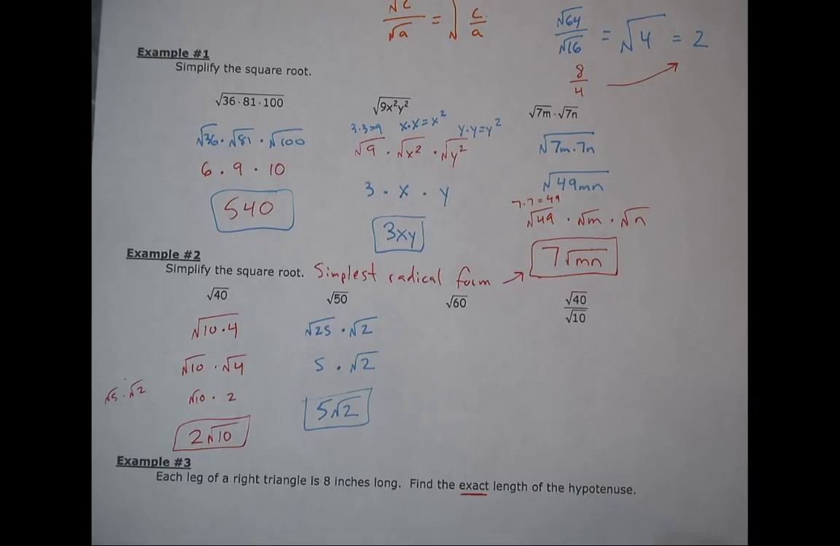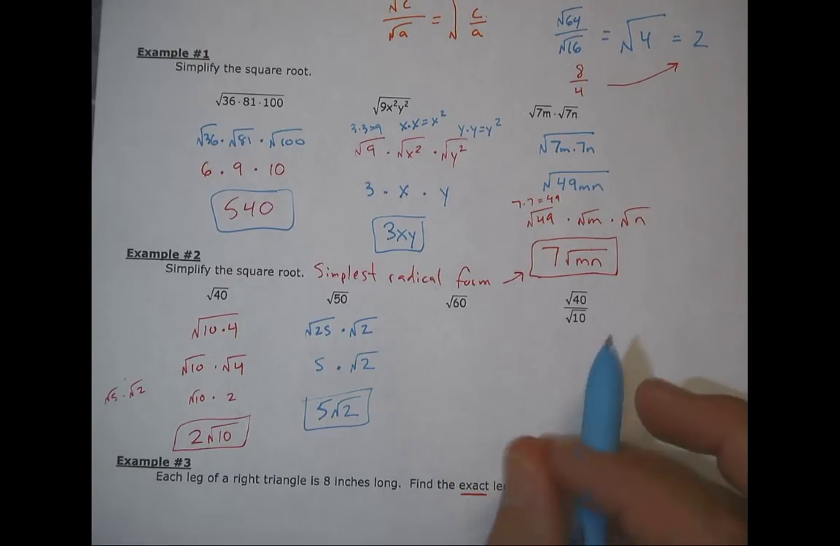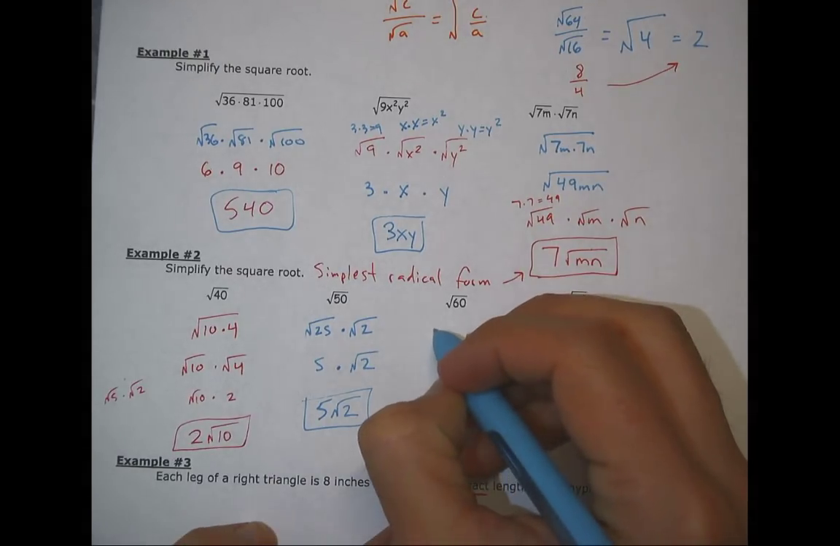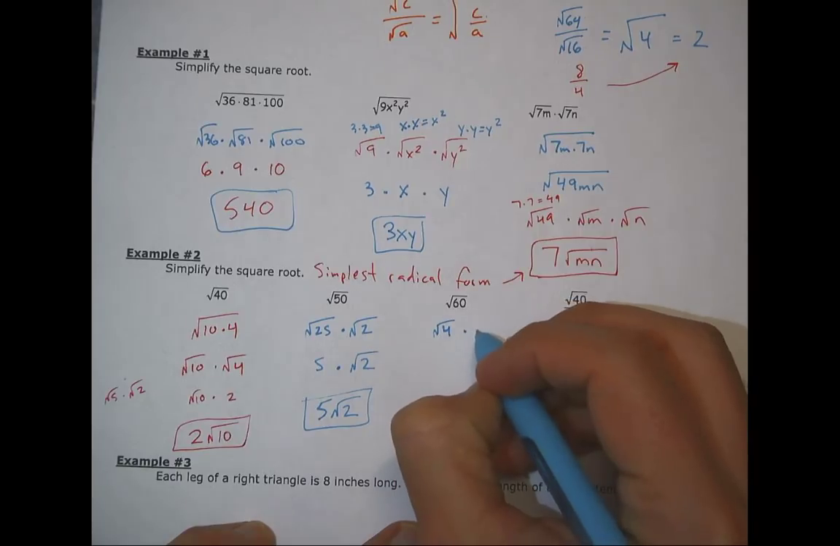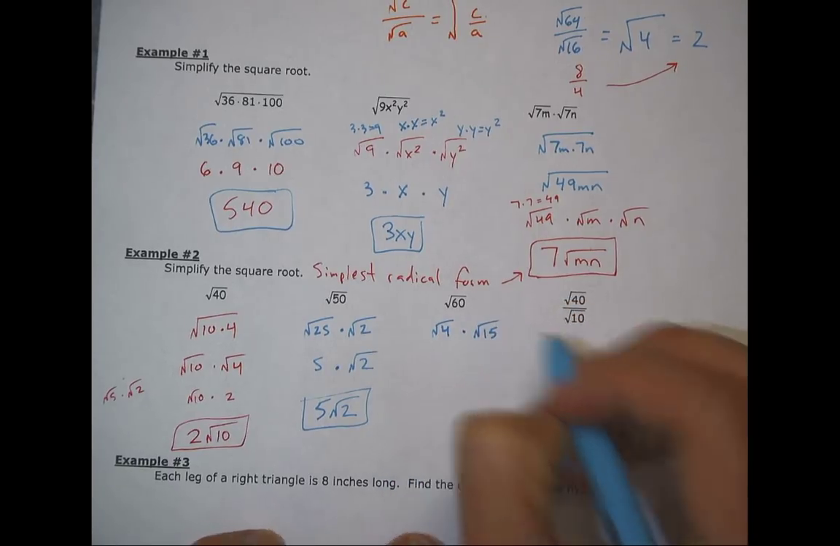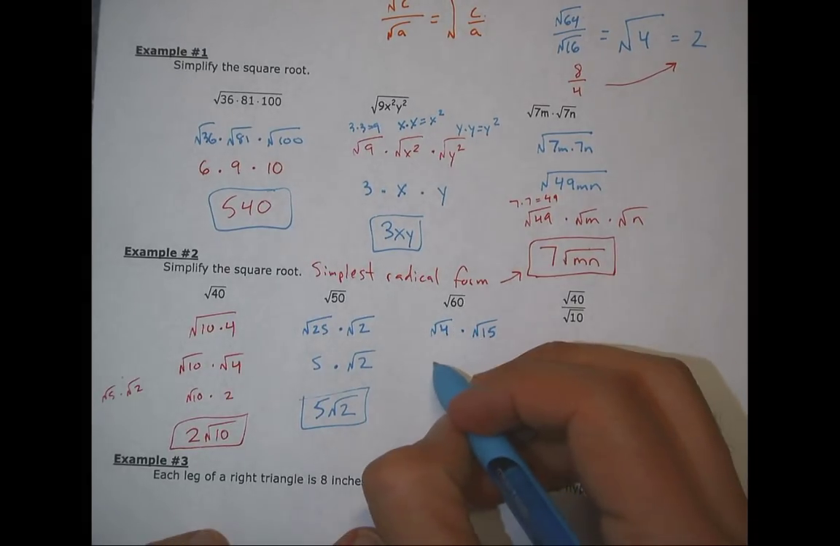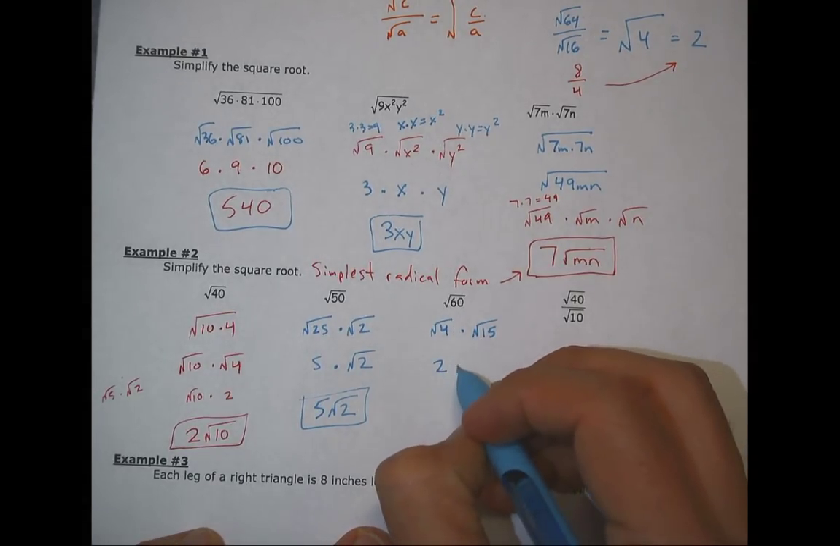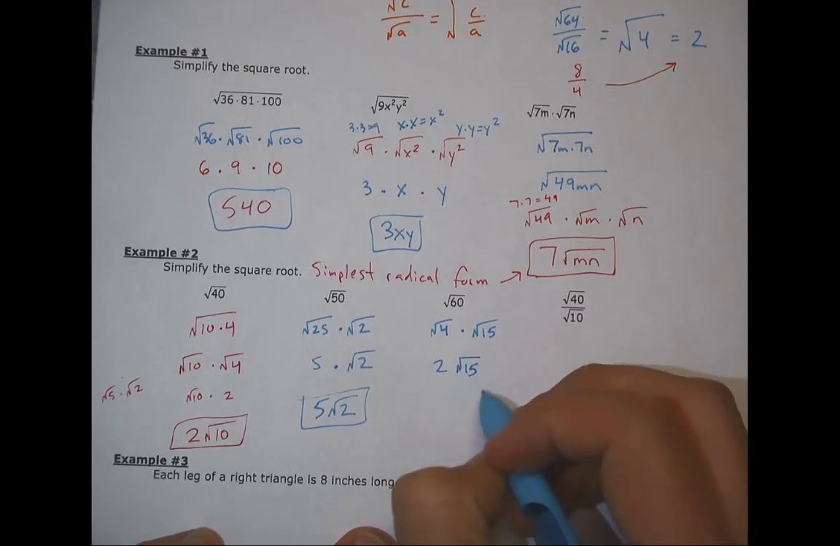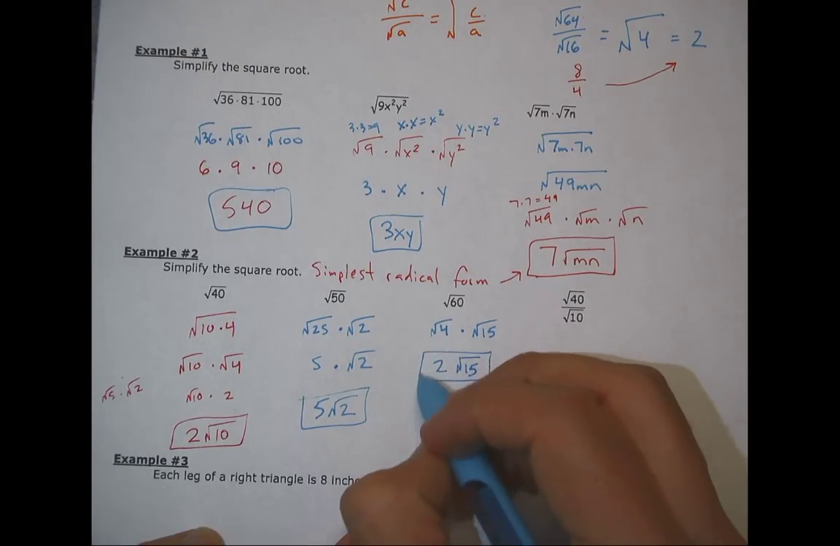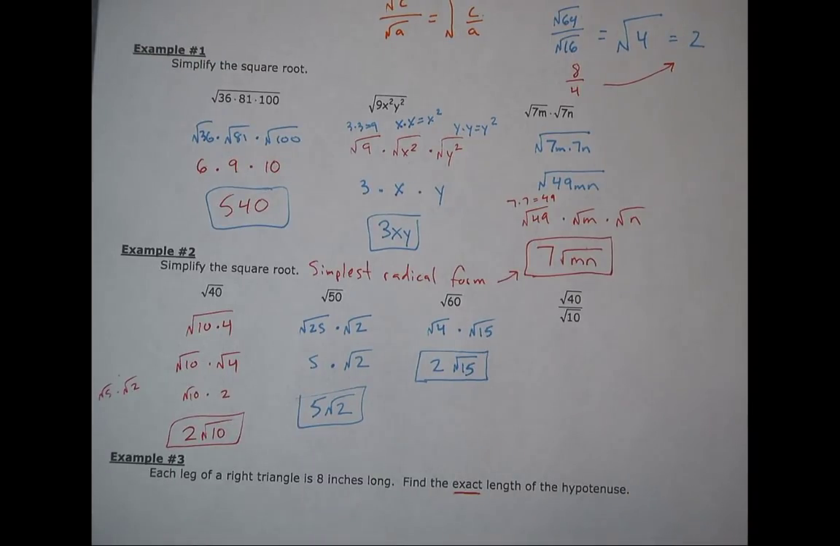Okay, so let's try a couple more. Looking at 60, you might say 30 times 2. But if you look at 30 and 2, neither one of those have nice square roots. So you want to look for something that does have a nice square root. So I'm going to go with 4 and 15. 4 times 15 is 60, and the square root of 4 is 2. And that's going to just leave this radical 15 there. Looks like this.